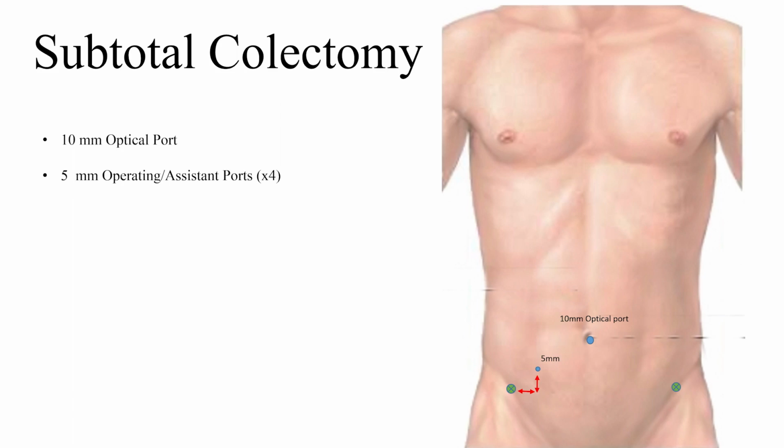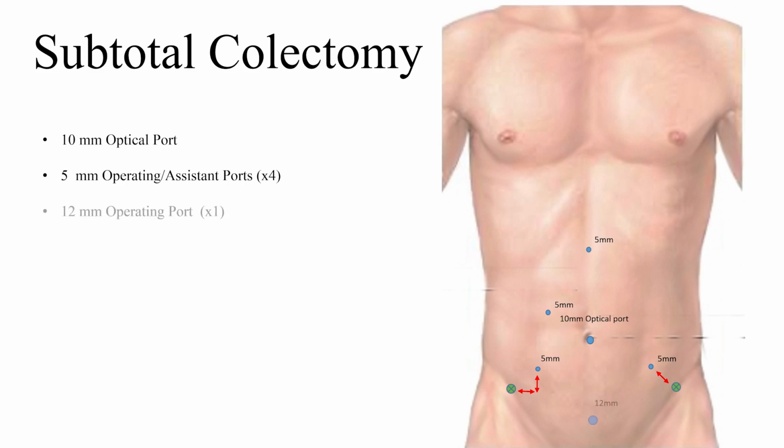Another 5 mm port is placed in the right upper quadrant, just medial to the first one, in order to avoid instrument conflict when manipulation angles are lost in the pelvic dissection. Another two 5 mm ports are used, one placed in the left iliac fossa and the other one in the subxiphoid area. They will alternate from assistant to operating ports depending on the site of dissection.